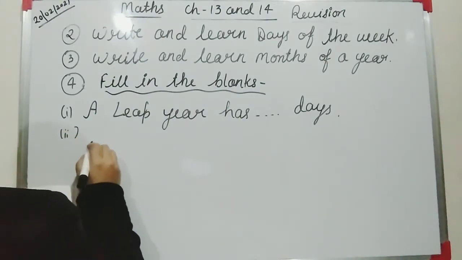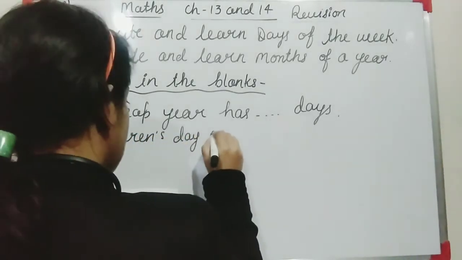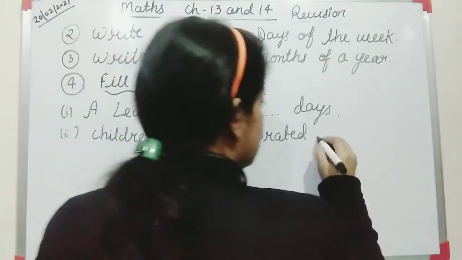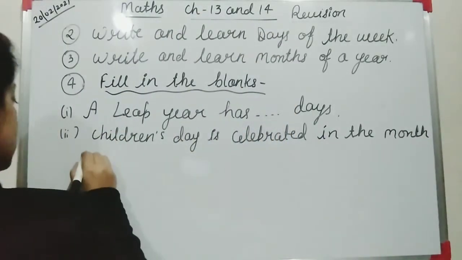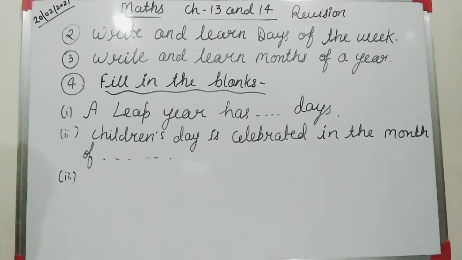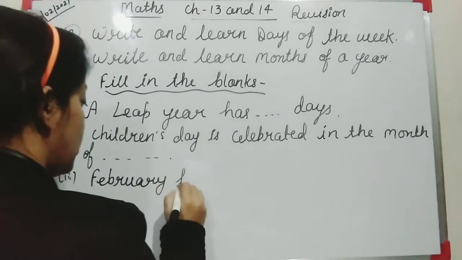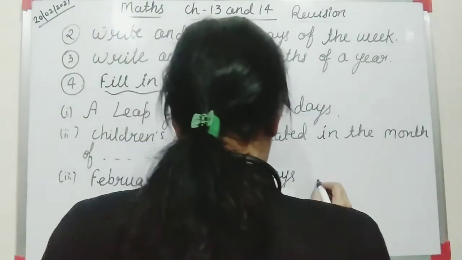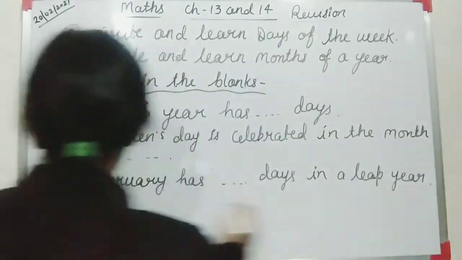Now question number 2. Children's Day is celebrated in the month of. Now next, question number 3. February has, you will write here the number of days, 29 days in a leap year. Okay, dear friends.